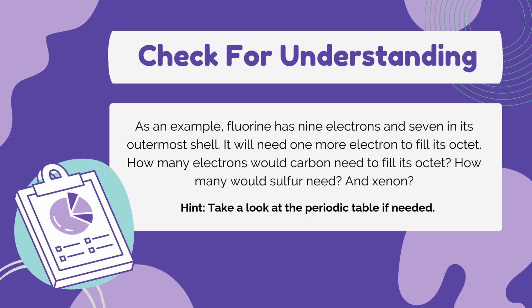Then how many electrons would carbon need to fill its octet? How many would sulfur need, and xenon? Okay. So for this purpose you have to check out the periodic table.